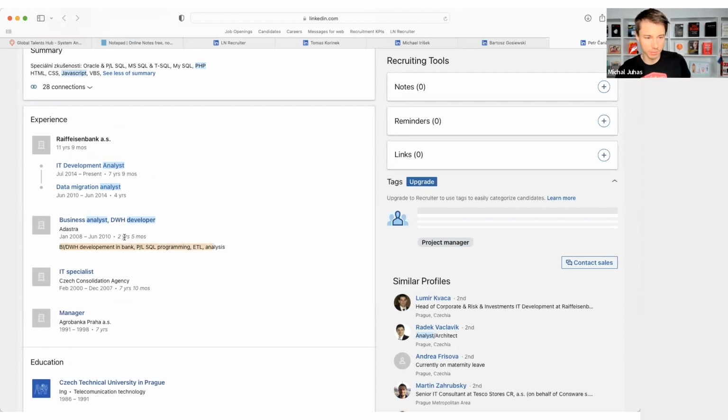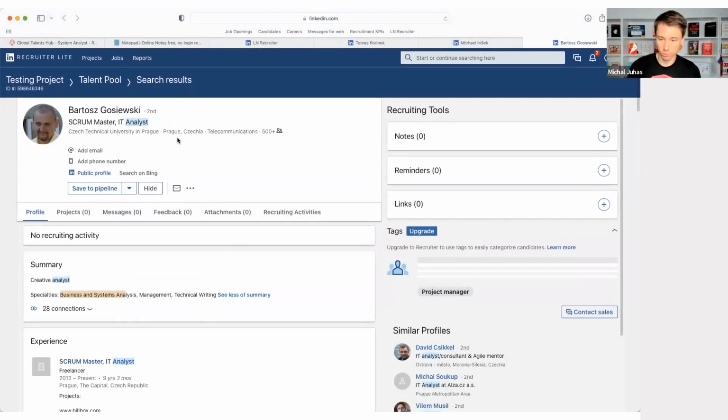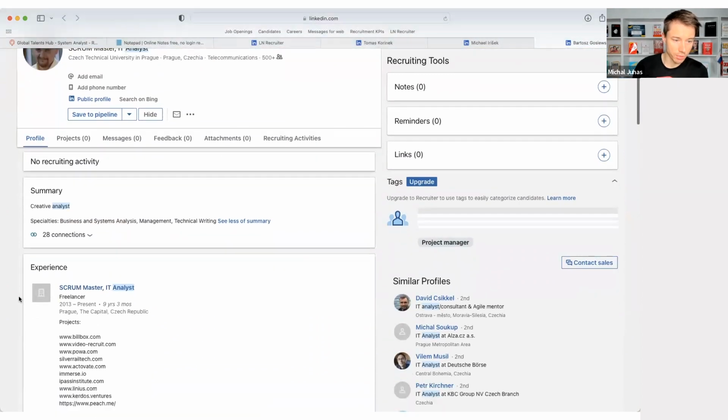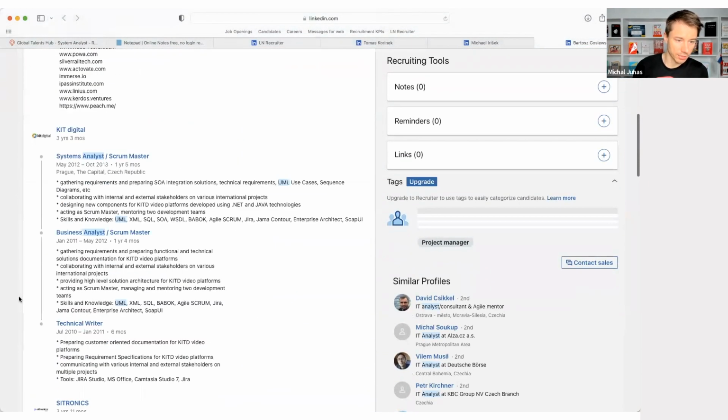He did development for 3 years, 2.5 years, even before for 7 years an IT specialist, then business analyst, data warehouse developer, and then analyst. Well, anyway, it's a corporation, not a good fit. But when I'm looking at Bartosz, that's a decent profile. I would be so glad to introduce him to the client.